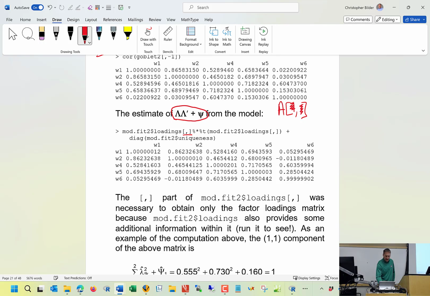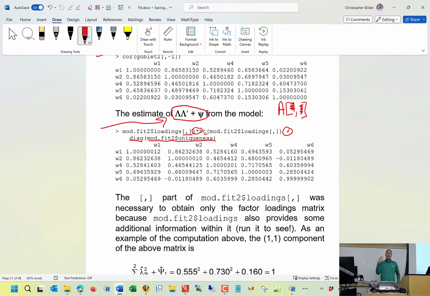And so if I wanted to calculate lambda hat times lambda hat prime, I use my matrix multiplication symbol in R to do the multiplication. And then I use the t function for transpose. And then I can add to it a diagonal matrix that has all the specific variances. Remember again, uniqueness is a name for specific variances. And so in other words, I'm manually calculating lambda hat times lambda hat prime plus psi hat.